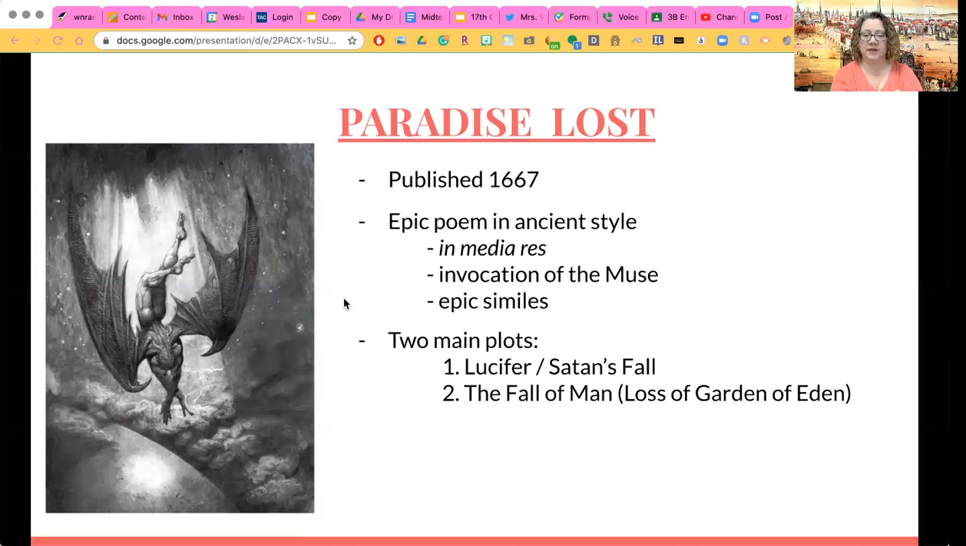So there's 2 main plots that we think about with Paradise Lost. One we will see in our reading, and the other one comes later and that we won't be reading. So we'll see how Lucifer and Satan and the other angels that have fallen with him are trying to recover from that. And they will decide toward the end of book 2 that they're going to get revenge on God by corrupting his newest creation, which is humans.